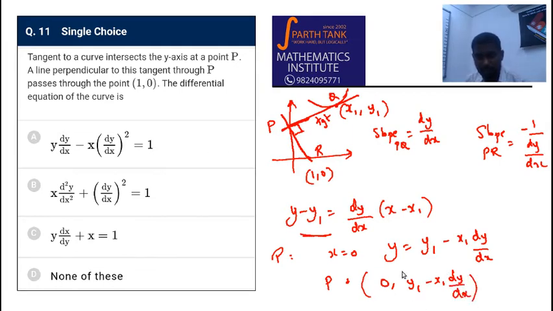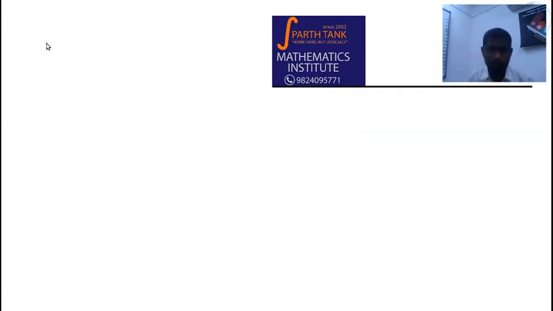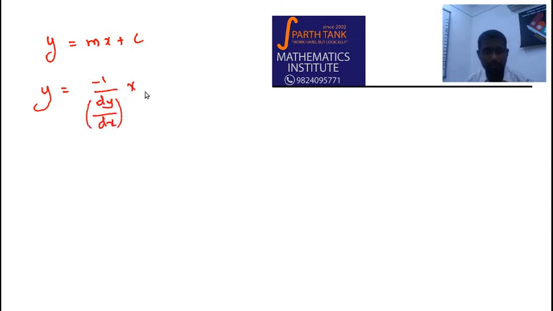Now I have another line, that is the line PR. Now PR has slope minus 1 by dy by dx and its y-intercept is y1 minus x1 dy by dx. So we know the equation of a line in slope intercept form is y is mx plus c. So in this case it should be minus 1 by dy by dx into x plus c, where c is the y-intercept.